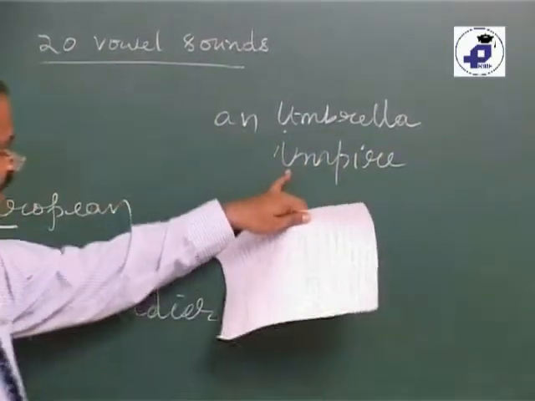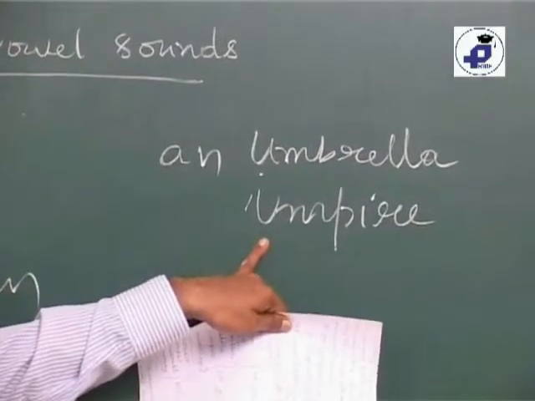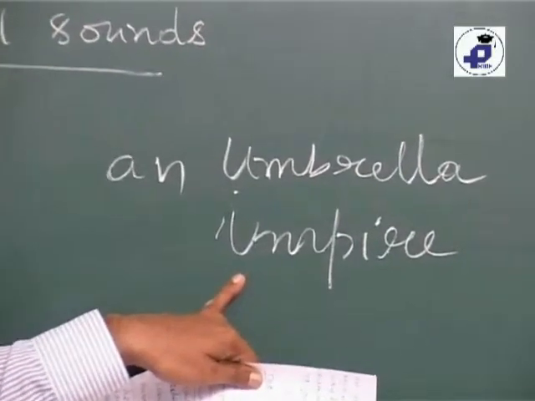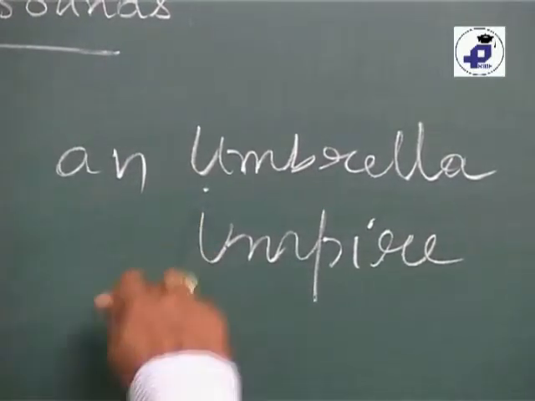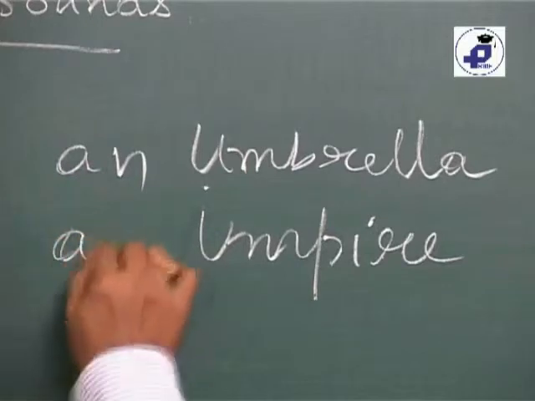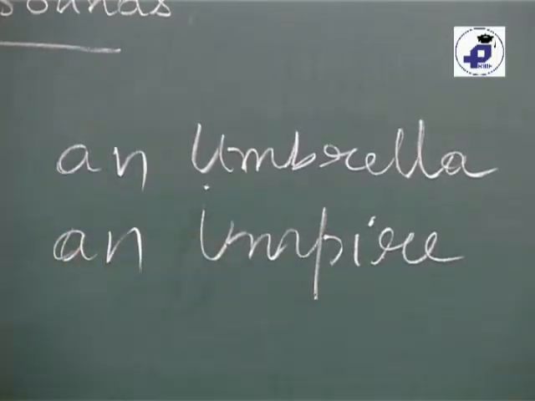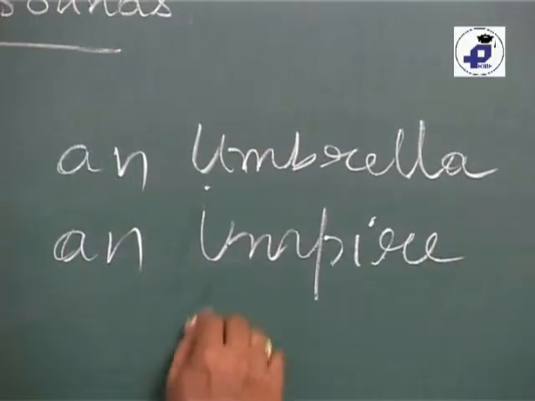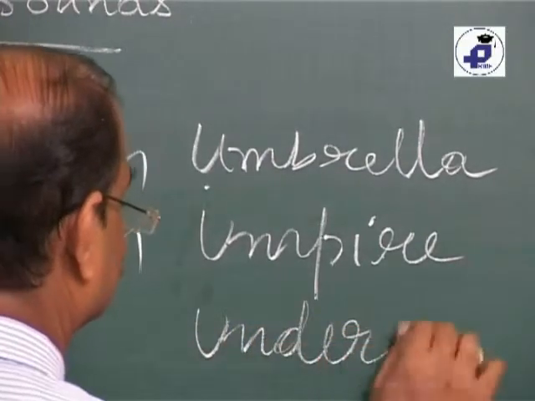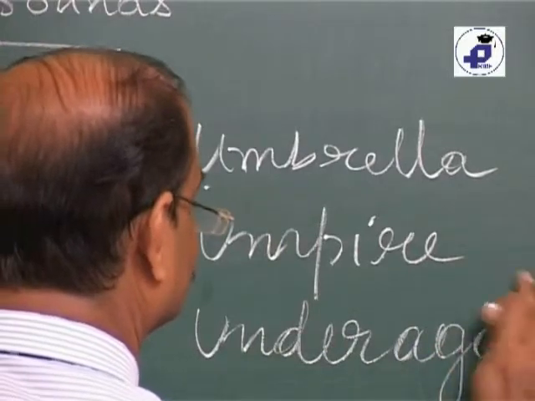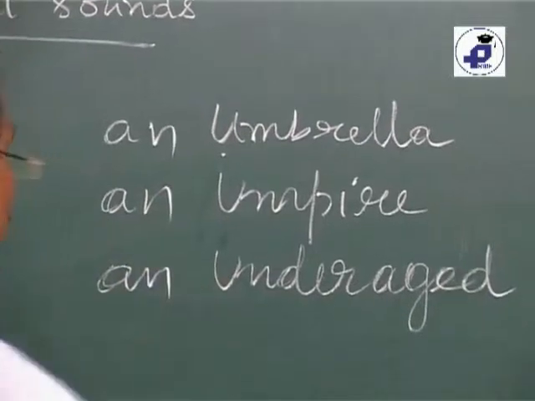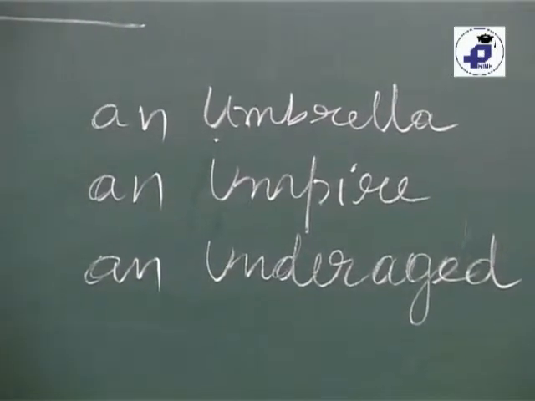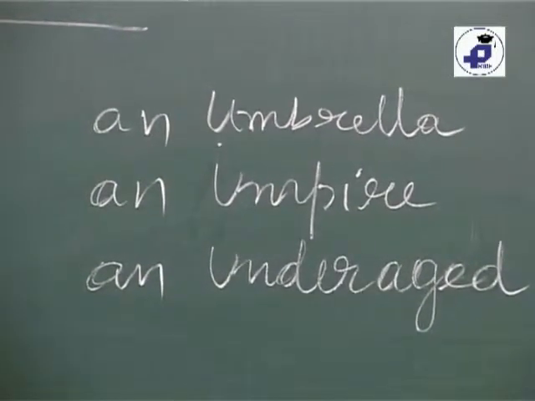So before the word umpire, the letter is a vowel and the pronunciation is a vowel sound. So therefore, an umpire. For example, another word, underaged. An underaged person. So these are some of the examples here.